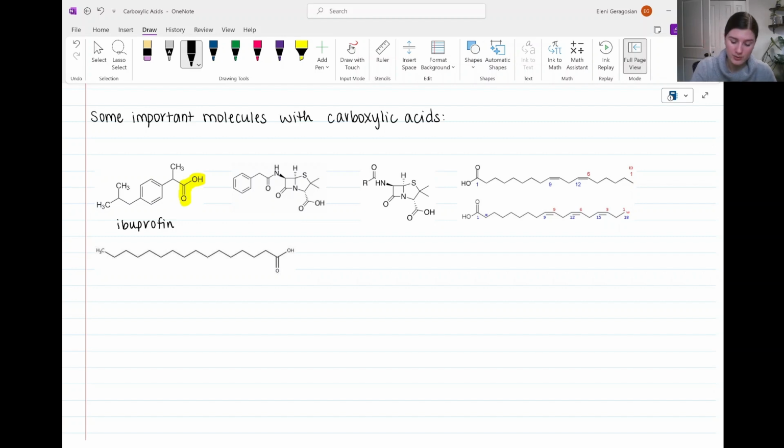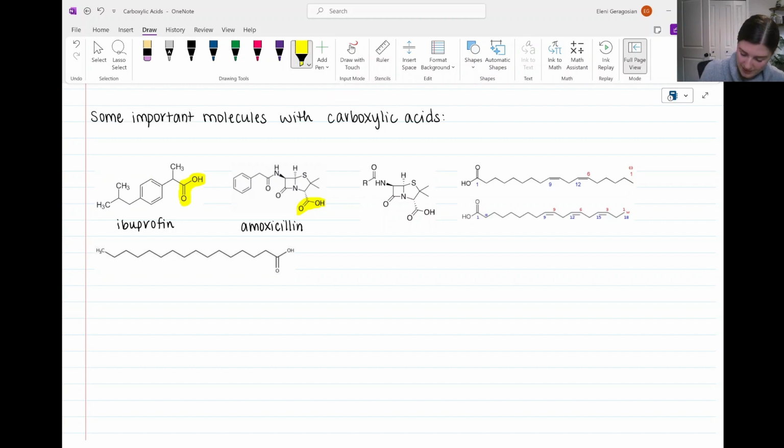This next molecule has another carboxylic acid functional group, also another benzene ring that is substituted at one carbon. A couple of other rings are present in here, and lots of different atoms. This molecule is amoxicillin, a commonly used antibiotic.